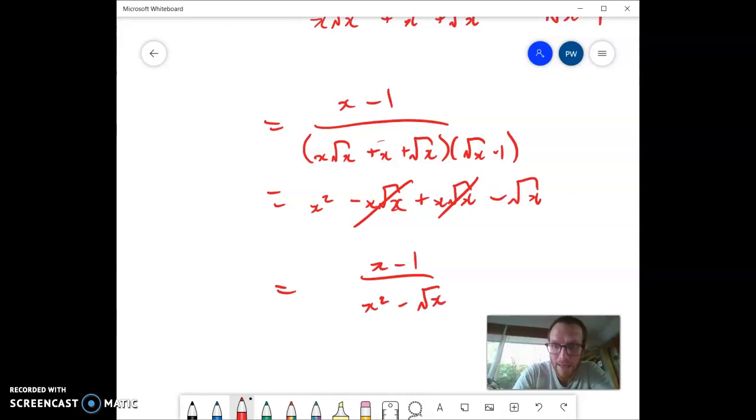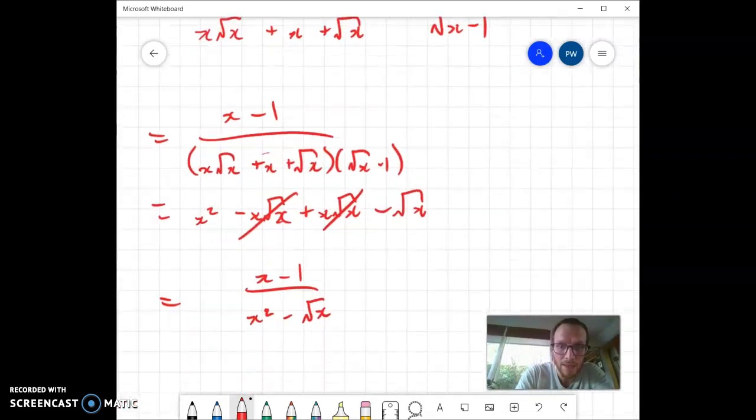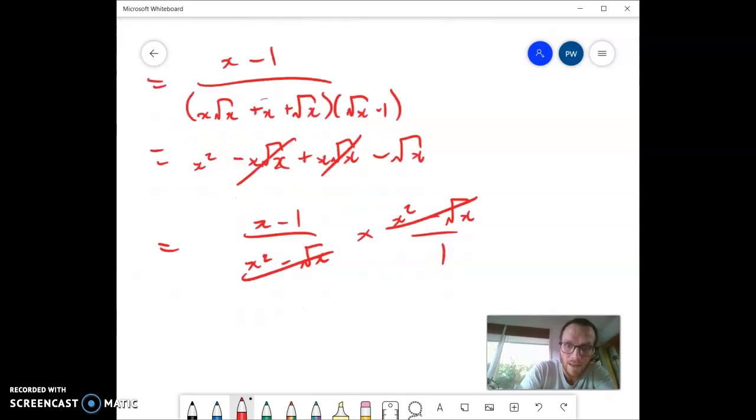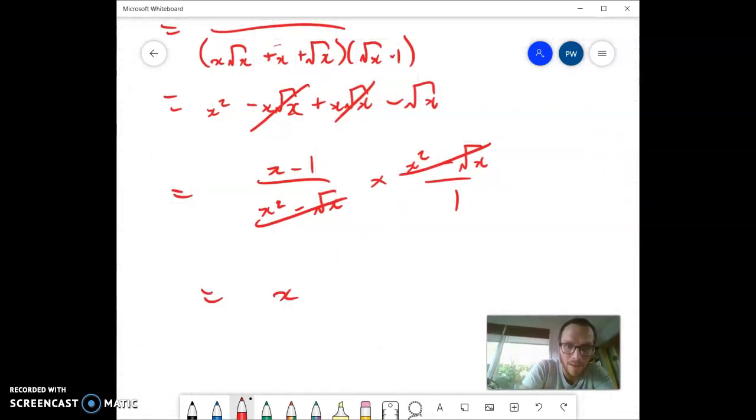Let's bring back in that original part of the equation. I'm going to multiply that by x squared minus root x, inverting to multiply. They cancel out, and I'm left with x minus 1. Boom.